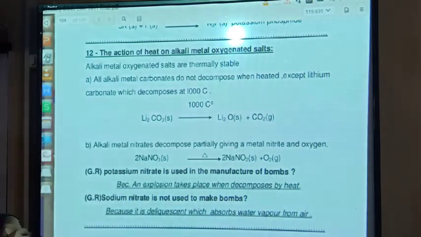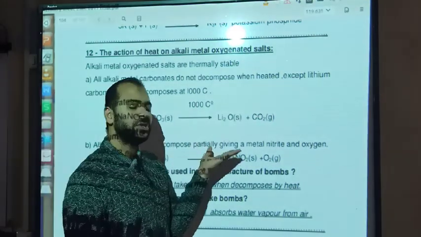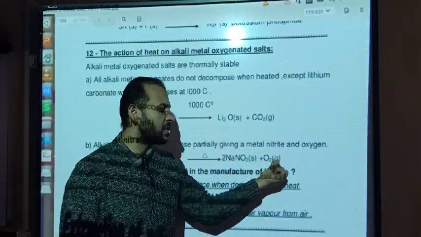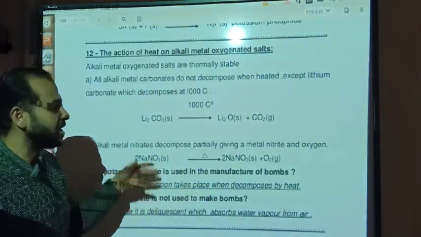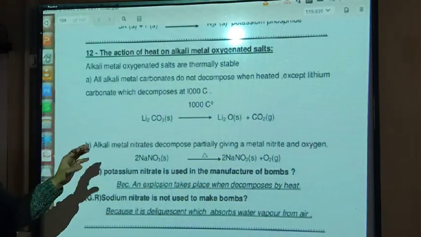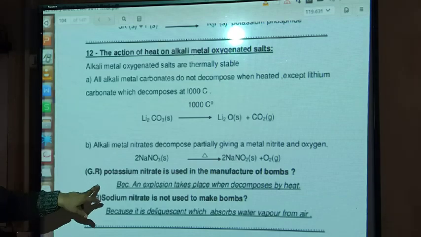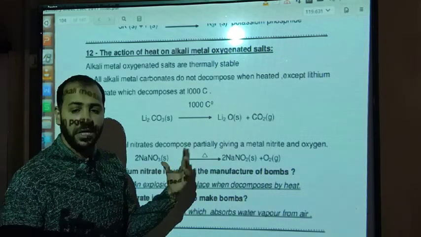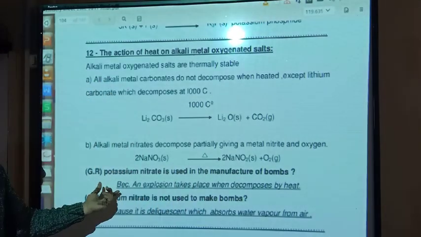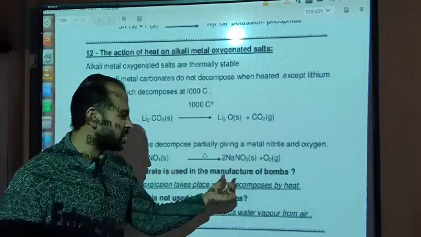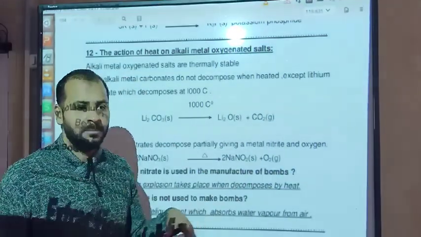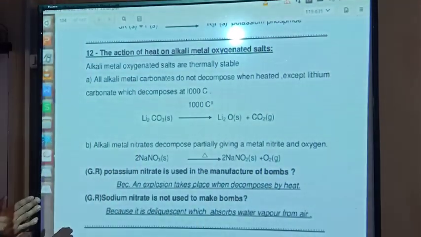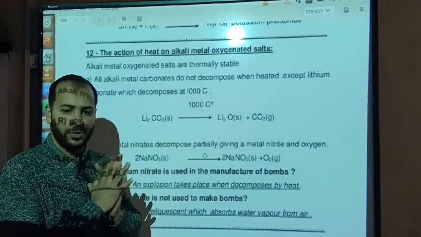What about nitrates? They decompose partially, giving nitrite and oxygen gas evolved. This reaction is a vigorous reaction and is accompanied by an explosion. So potassium nitrate is used in manufacturing of bombs. Why? Because it decomposes by heat accompanied by explosion.